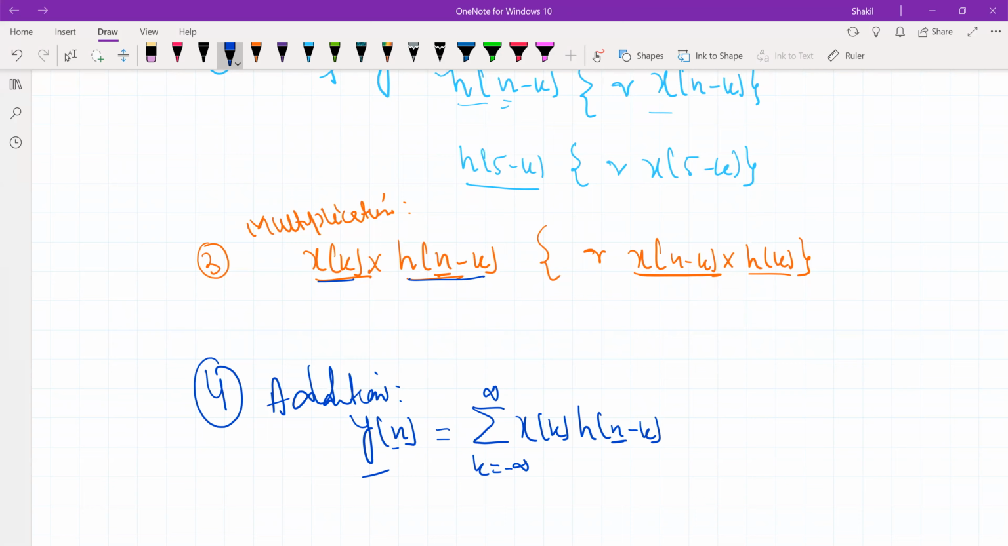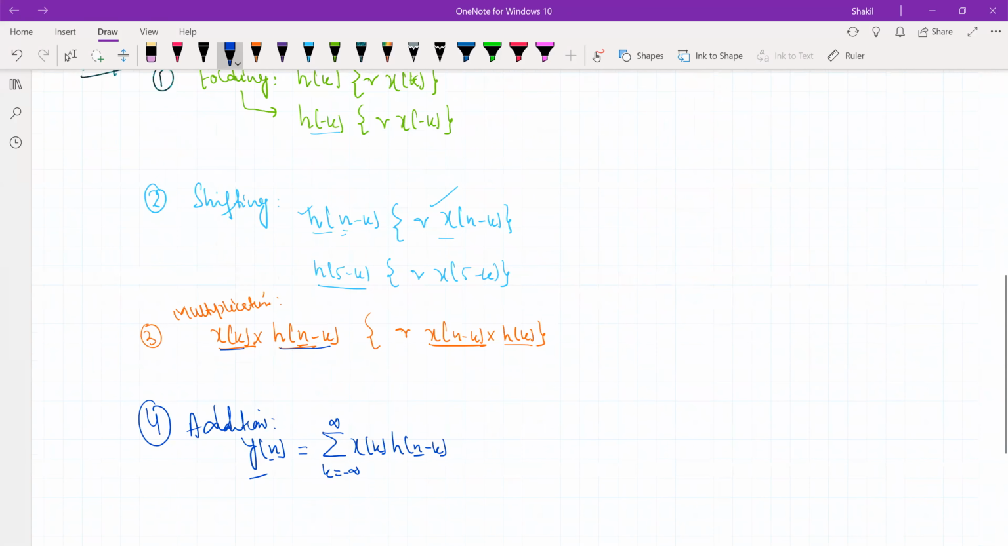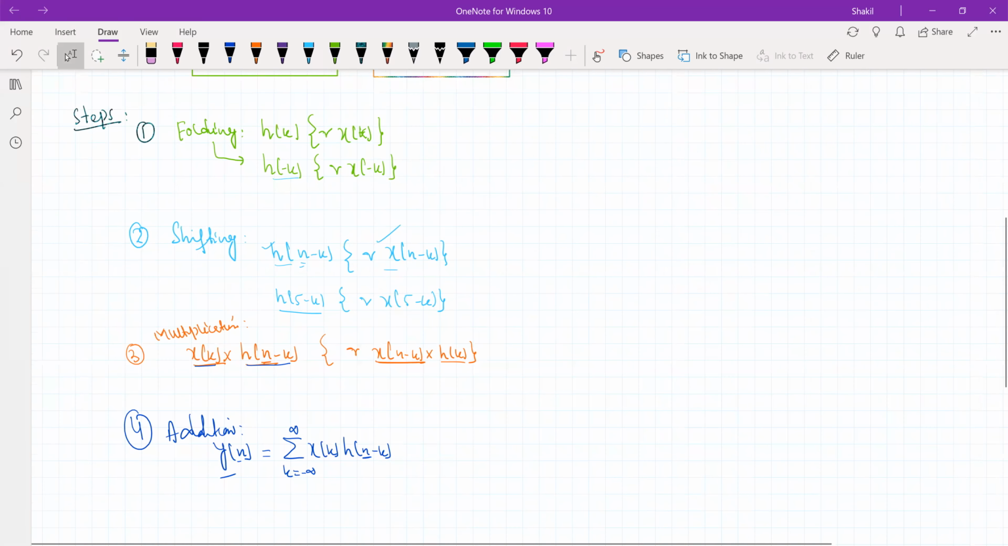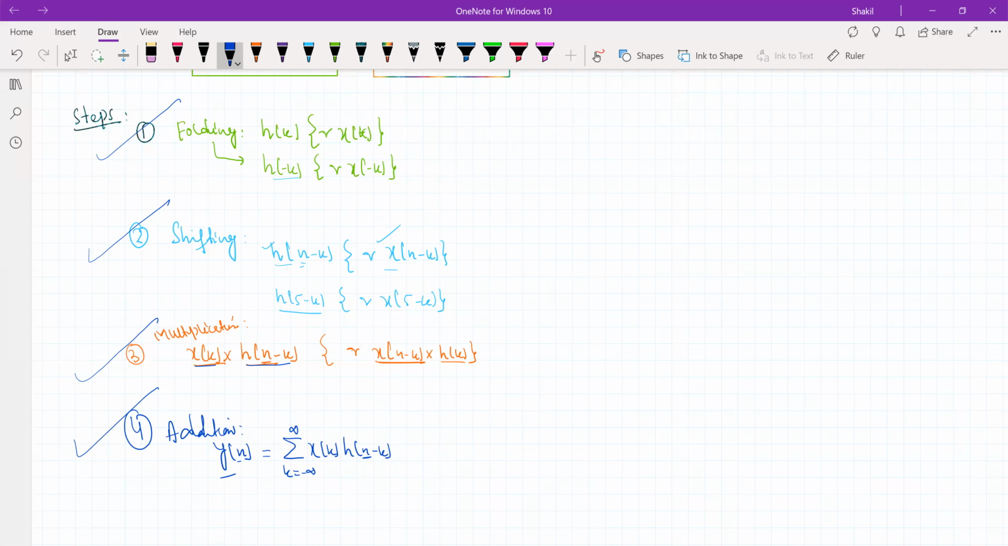So this is over. Now you can see how many operations are actually embedded in this convolution operation. This is not an ordinary operation. The first operation is folding, the second is shifting, the third is multiplication, and the fourth is addition. To obtain one sample point of the convolution, or one sample point of the output, we have to perform four operations: folding, shifting, multiplication, and addition.